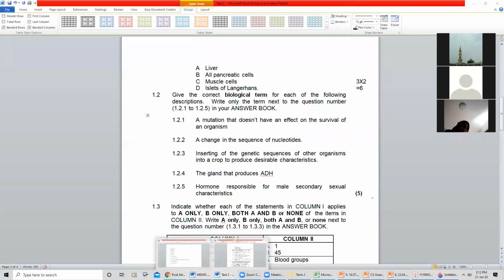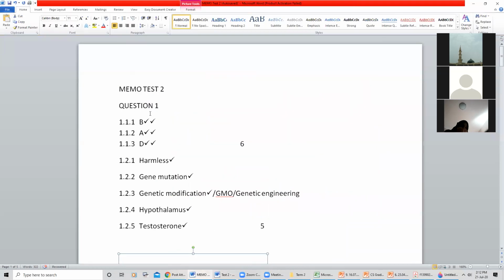Good. So if you look at the memorandum, right, the multiple choice had bad answers, and the one-word answers. Remember, multiple choice is 2 marks each, right? The one-word answers: harmless mutation, gene mutation, genetic modification, or genetic engineering. They accepted GMOs, which is genetically modified organisms here. But although it's not the organism we're talking about, the process here, right? So, but genetic modification or engineering would be a better answer. And then hypothalamus 1.2.4 and 1.2.5 is testosterone.